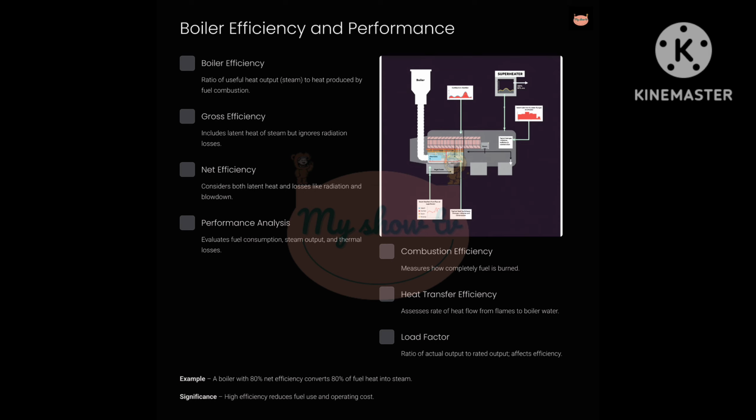Another term we use is the load factor. It is the ratio of actual steam produced to the maximum capacity the boiler can produce. If the load factor is low, the boiler is underutilized, and it won't run at optimal efficiency. Example: if a boiler uses 1000 units of energy from fuel and produces 800 units worth of steam energy, its efficiency is 800 divided by 1000 equals 80%.